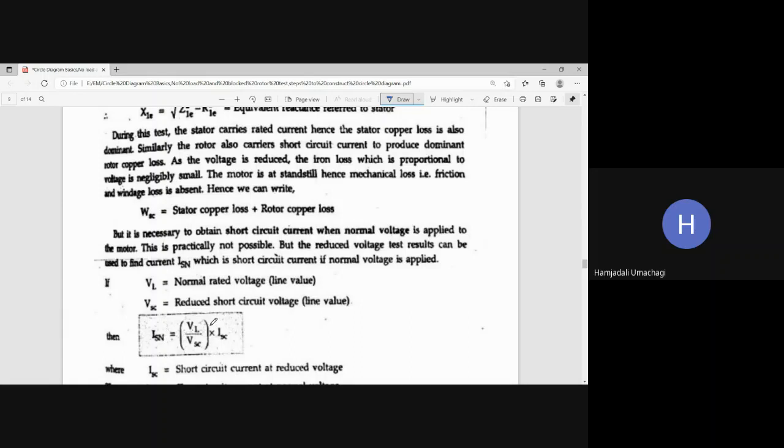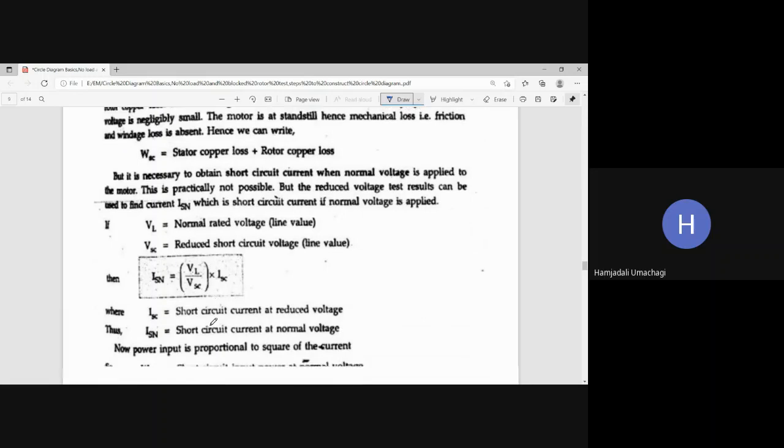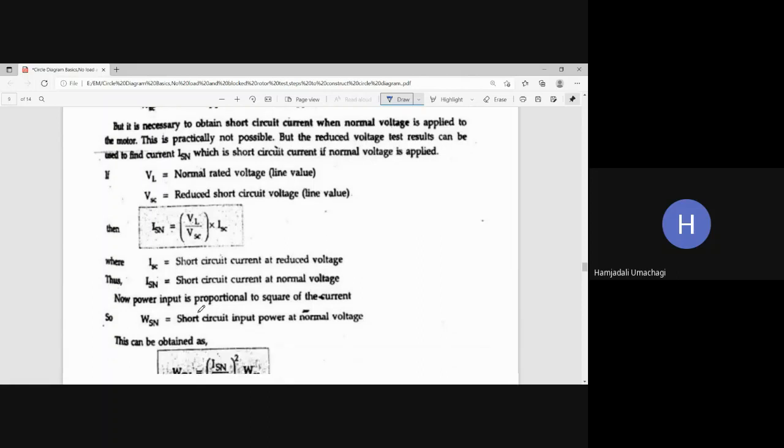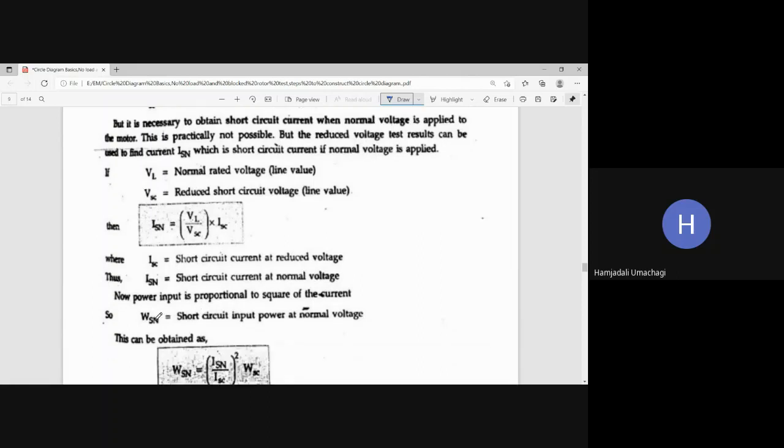There we are going to make use of this ISN formula, where ISC is the short circuit current at reduced voltage, and ISN is the short circuit current if we apply the normal voltage. Now, power input is proportional to the square of the current. Whatever power you are applying is proportional to the square of the current. Now let us calculate the short circuit power if we apply the rated voltage.